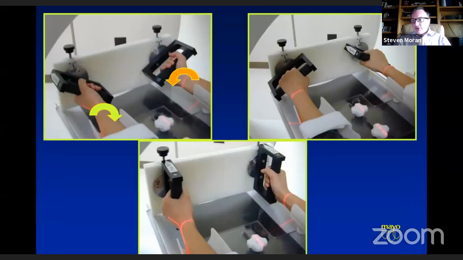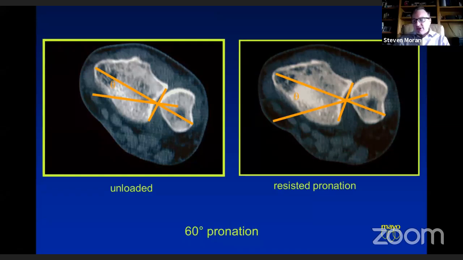We may have to, in some cases, push the patient to get an abnormal view. We have a special gantry that we've created where we can actually have the patients get a dynamic CT scan so that we can load the joint, essentially, similarly to what you'd be doing in the operating room. You can see that in resisted pronation in this patient, there is instability at the DRUJ.